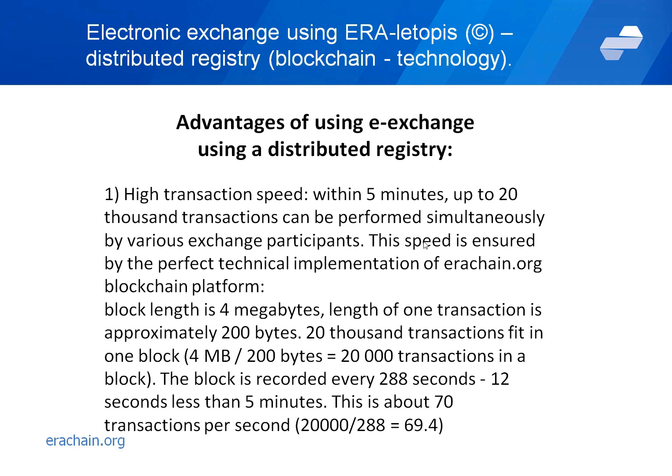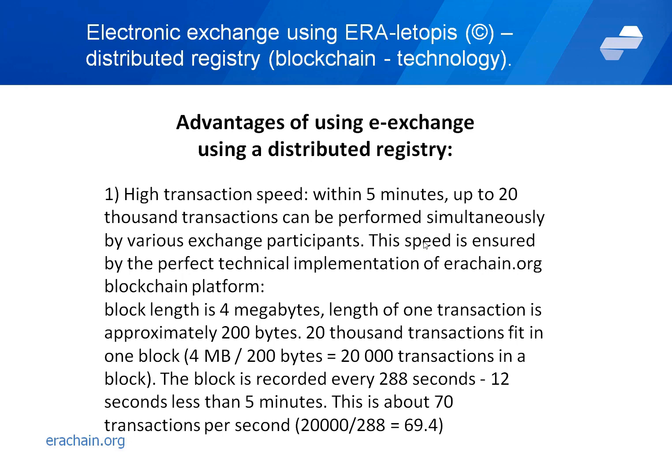Advantages of using e-exchange using a distributed registry. Number 1. High transaction speed. Within 5 minutes, up to 20,000 transactions can be performed simultaneously by various exchange participants. This speed is ensured by the perfect technical implementation of the EraChain.org blockchain platform.